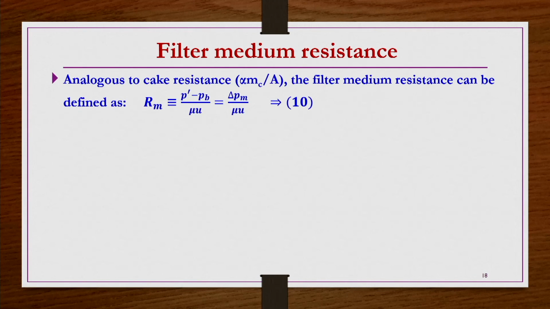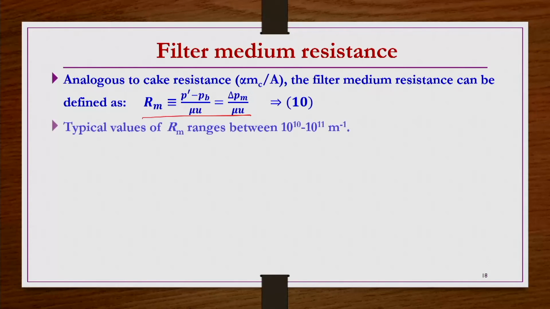Now, filter medium resistance, analogous to cake resistance alpha mc by A, can also be defined as Rm equals delta Pm by mu u, where delta Pm is nothing but P prime minus Pb. Here typical values of Rm in general range from 10 power 10 to 10 power 11. So, now we have expressions for the cake resistance as well as the filter medium resistance.